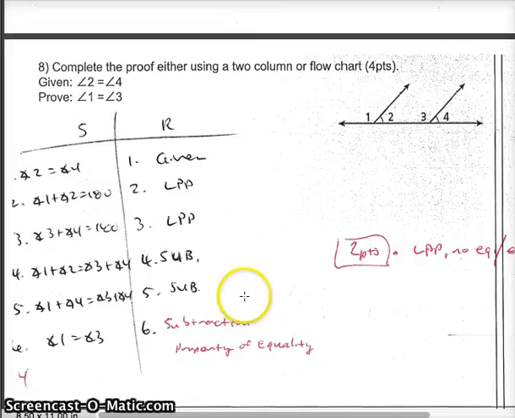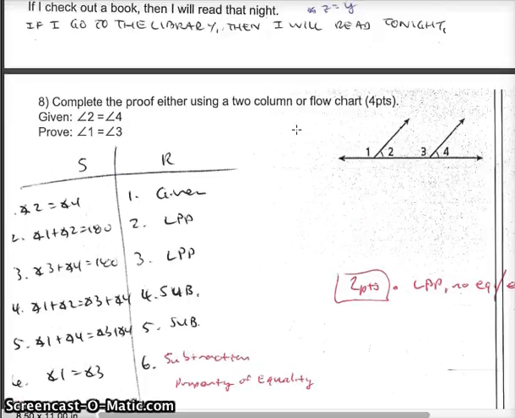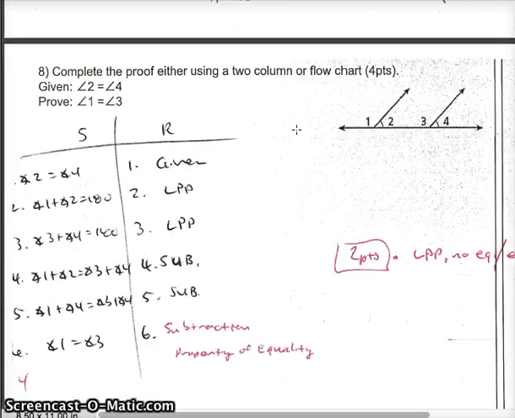Question number 8. Complete the proof either using a 2-column or a flowchart. So here I have a 2-column, and notice how they're the same. I have statements and reasons. I'm going to write down my given information. Angle 2 is equal to angle 4, that's given. And so in the 5 steps in awesome proof, you should be writing down your givens, then you should be writing equations off the given, which I can't do. Angle 2 is equal to angle 4 is already an equation.